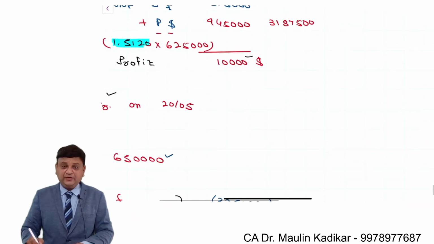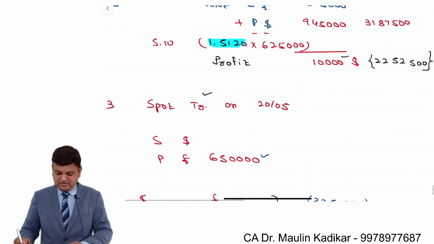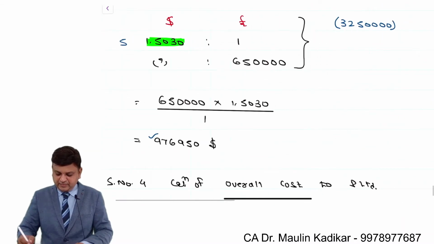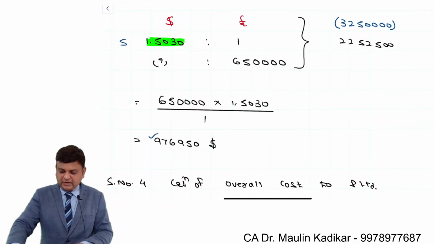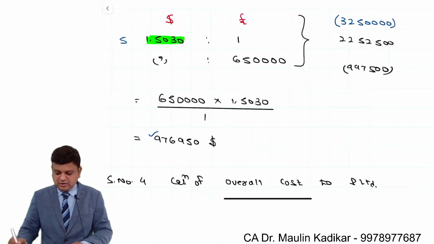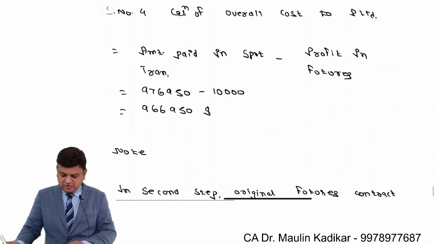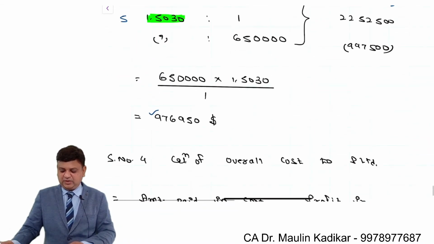So the amount of the profit is huge. The amount of the profit is 22,52,500. This is the amount of the profit that you have, and this is 22,52,500 minus 32,50,000. So it is 9,97,500. So you can see that the expense is always going to remain very near to the answer that we already have calculated over here.